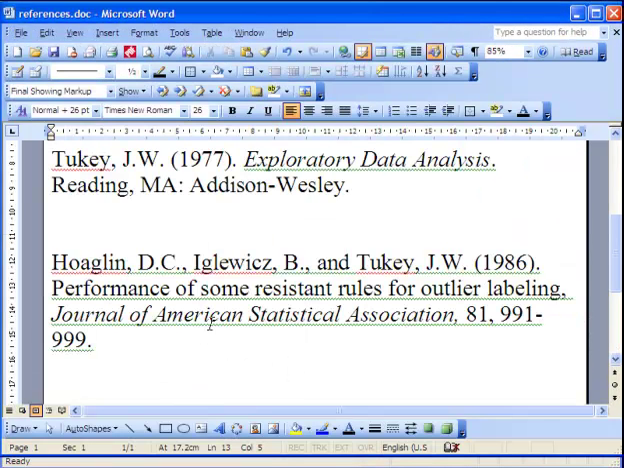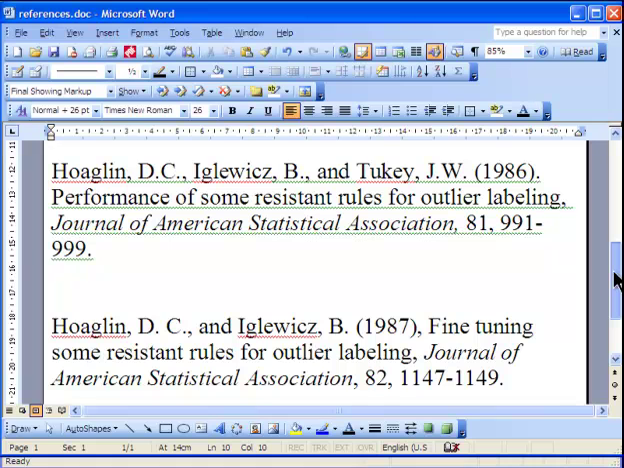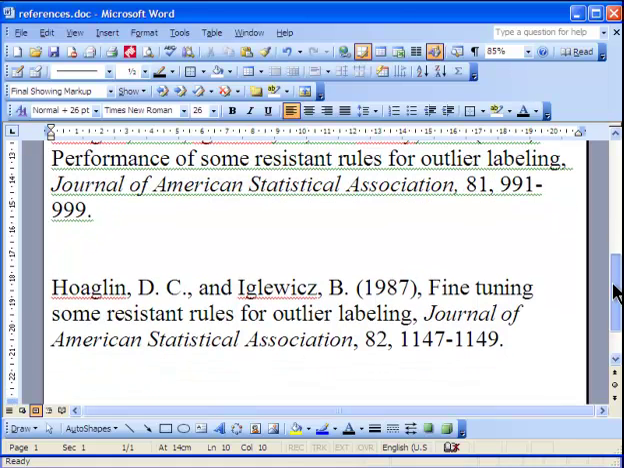And as a reference, you can reference either Tukey and Hoaglin et al., or maybe just the Hoaglin et al. study. Yeah, I won't talk about this paper here. That's actually, it's this paper here. Sorry, I made a mistake there.